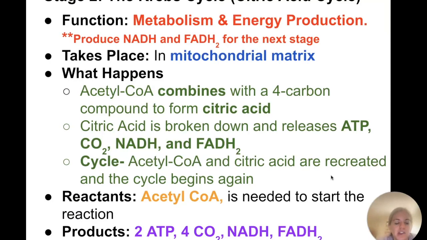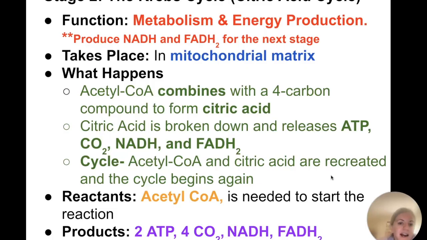The main job of the Krebs cycle is metabolism. That's the breakdown of acetyl-CoA, and energy production. And when we talk about energy production, we get ATP, but most importantly, we get NADH and FADH2 for the final stage. This process takes place in the mitochondrial matrix.